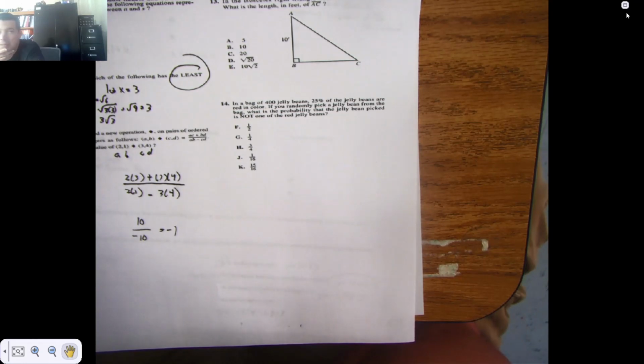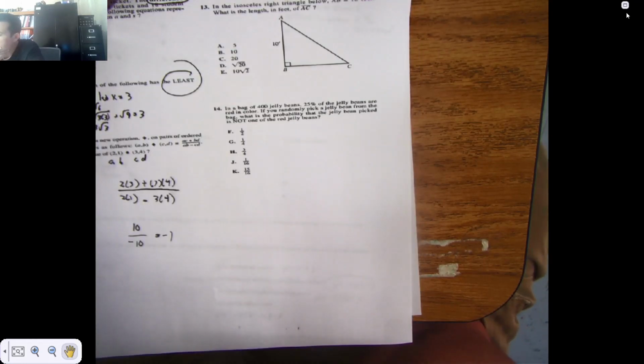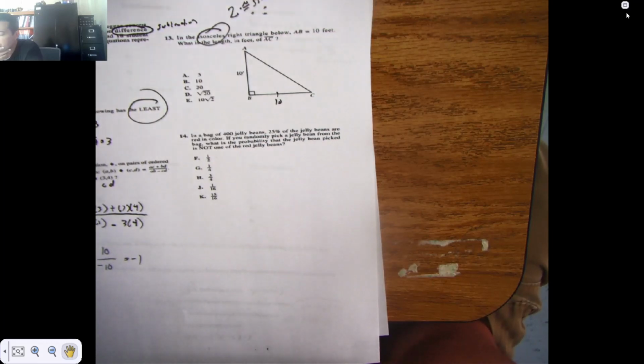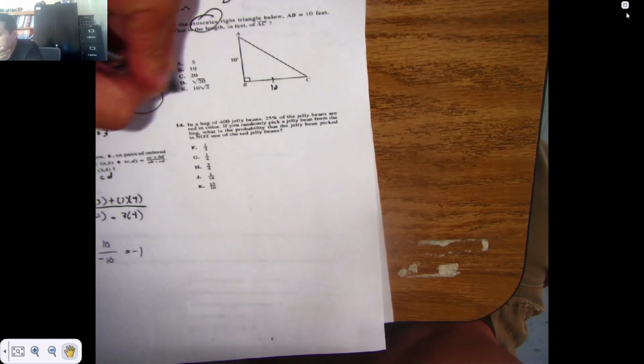13 is a geometry problem. In isosceles right triangle below, AB is 10 feet. Notice it says isosceles, that means 2 congruent sides. So if AB is 10, that one's 10. What is the length of AC? Well, the answer is E.